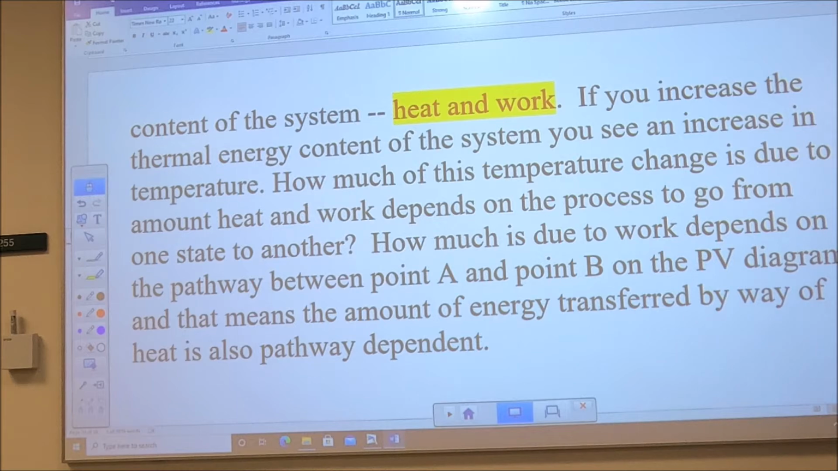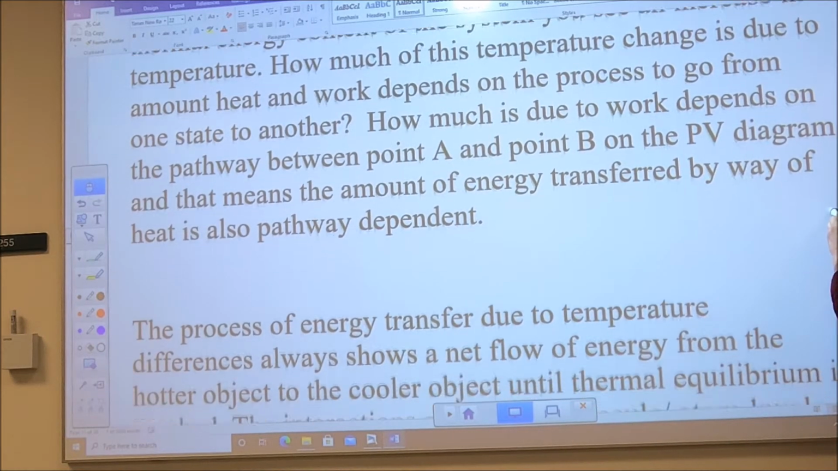The way that energy moves in and out of the system is heat and work. If you increase the thermal energy of a system, you see an increase in temperature. The more the temperature increases, the more work was done on, or heat was transferred into, the system. And if the temperature were to decrease, then some work and heat were transferred out. But how much of it is work and how much of it is heat depends on the pathway you take between point A and point B, the two states on a PV diagram.